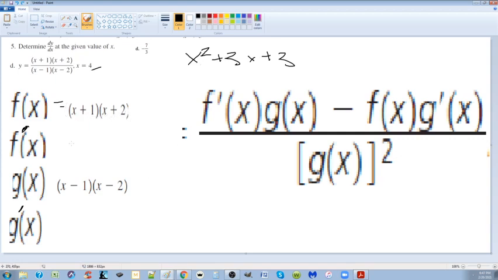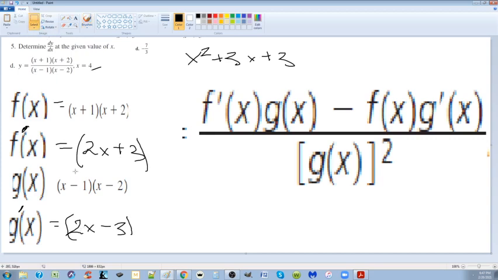Okay. I know that this then is 2x plus 3. And I know that this one's going to be 2x minus 3. And then everywhere, when there are two terms like that, put them in brackets, because otherwise it'll get way too confusing.